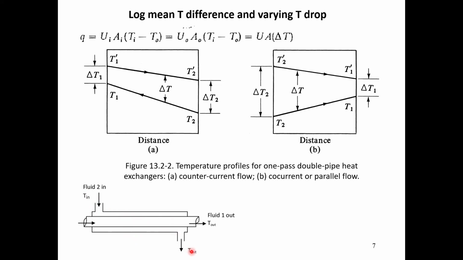Okay, so the temperature profile for such a scenario would look like this. Say your hot fluid enters at T1 dash and exits the heat exchanger at T2 dash, right? And your cold fluid enters the heat exchanger at T2 and warms up and exits the heat exchanger at T1. As you know, heat is being exchanged between both these fluids.